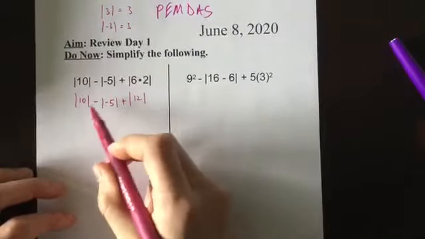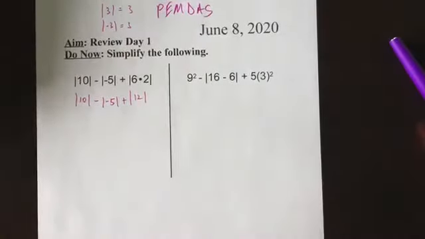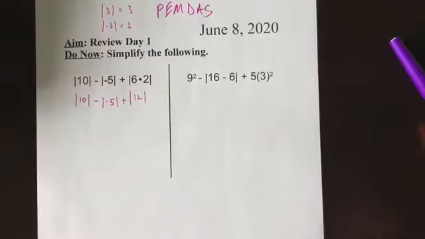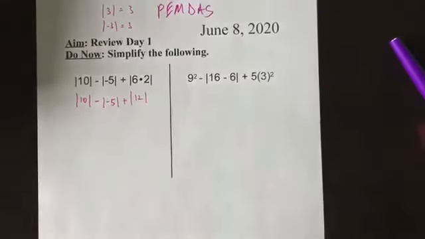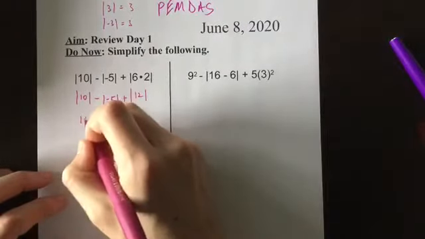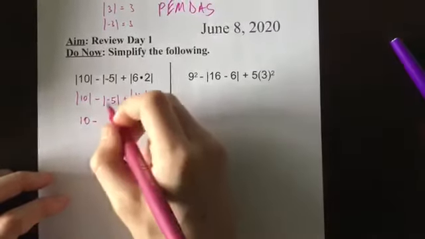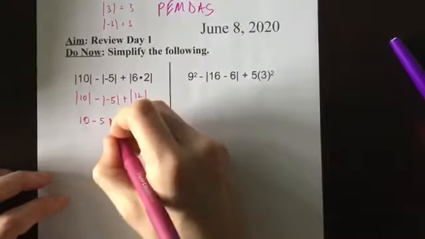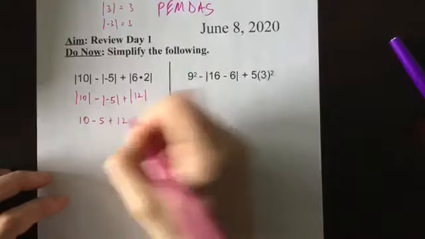Now, some people are tempted to combine that double sign here. You cannot. You cannot combine a double sign through an absolute value bar. You cannot distribute over an absolute value bar. You must perform the operation of that absolute value bar first. So we take absolute value of 10 is 10 minus absolute value of negative 5 is positive 5. So it becomes minus 5 plus absolute value of 12 is 12.